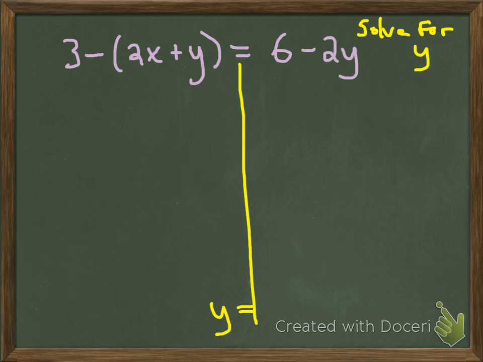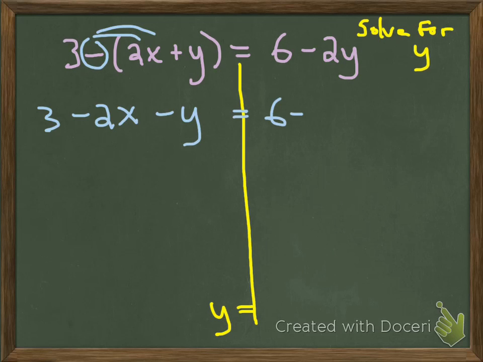Starting probably with my very first step here, I'm thinking we better start with this negative sign. And we better distribute it in. So we're going to have this 3 out in front. And we're going to distribute the negative to the 2x. So we're going to have a minus 2x. And then the negative with the y is going to make it a negative y. And it's going to equal 6 minus 2y. And I want the y's together on the same side. So why don't we add this 2y over, make it a positive 2y.